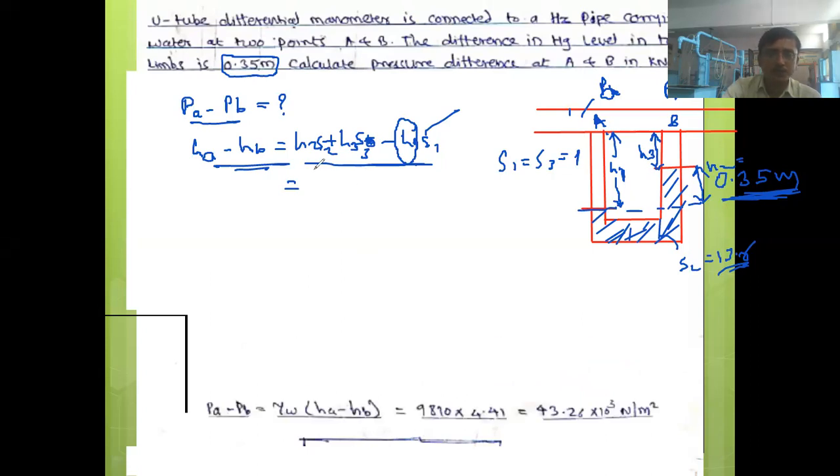Because we have only one equation and there are two unknowns, H1 and H3, and only one equation. Is it possible to find it? PA minus PB is equal to gamma 2.